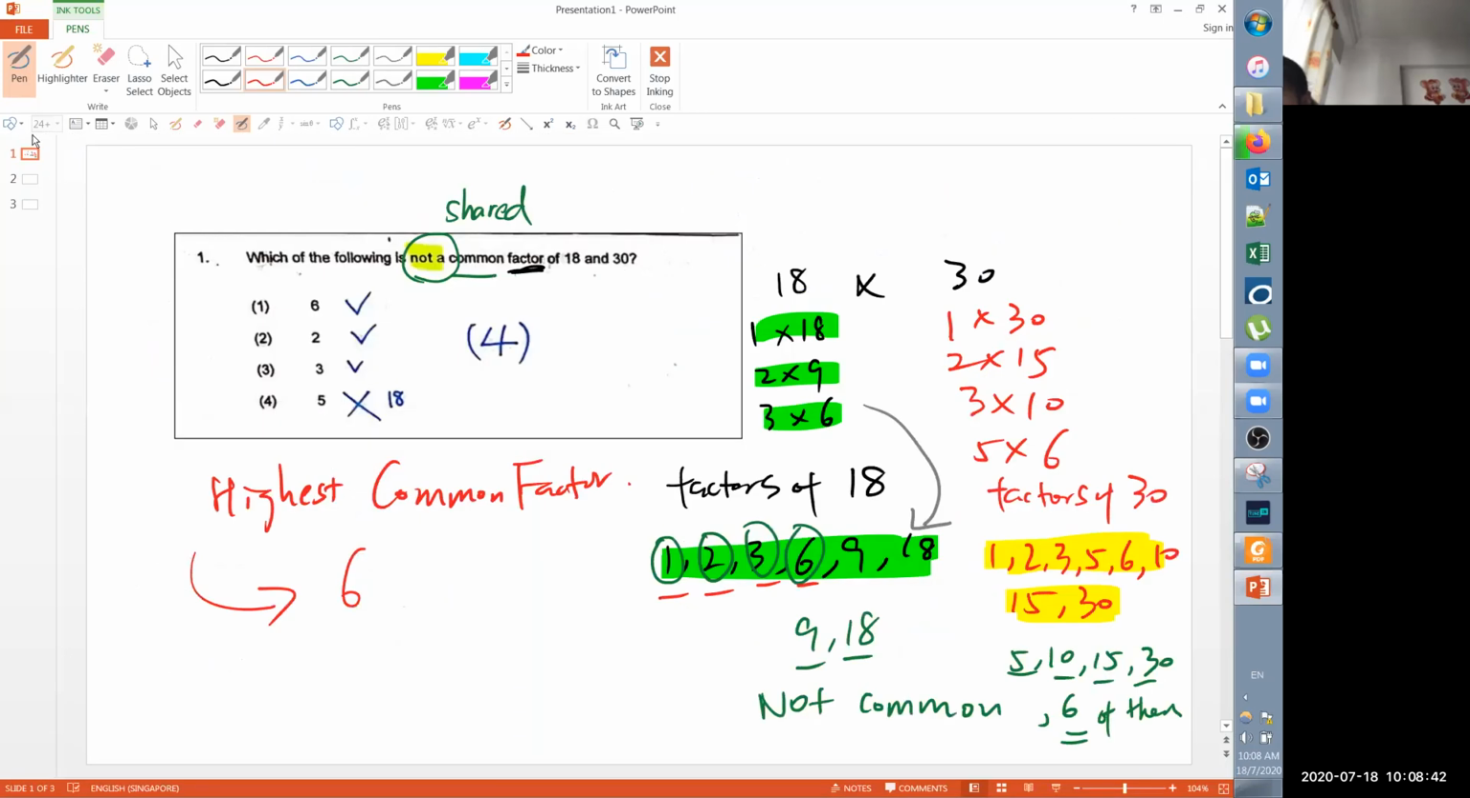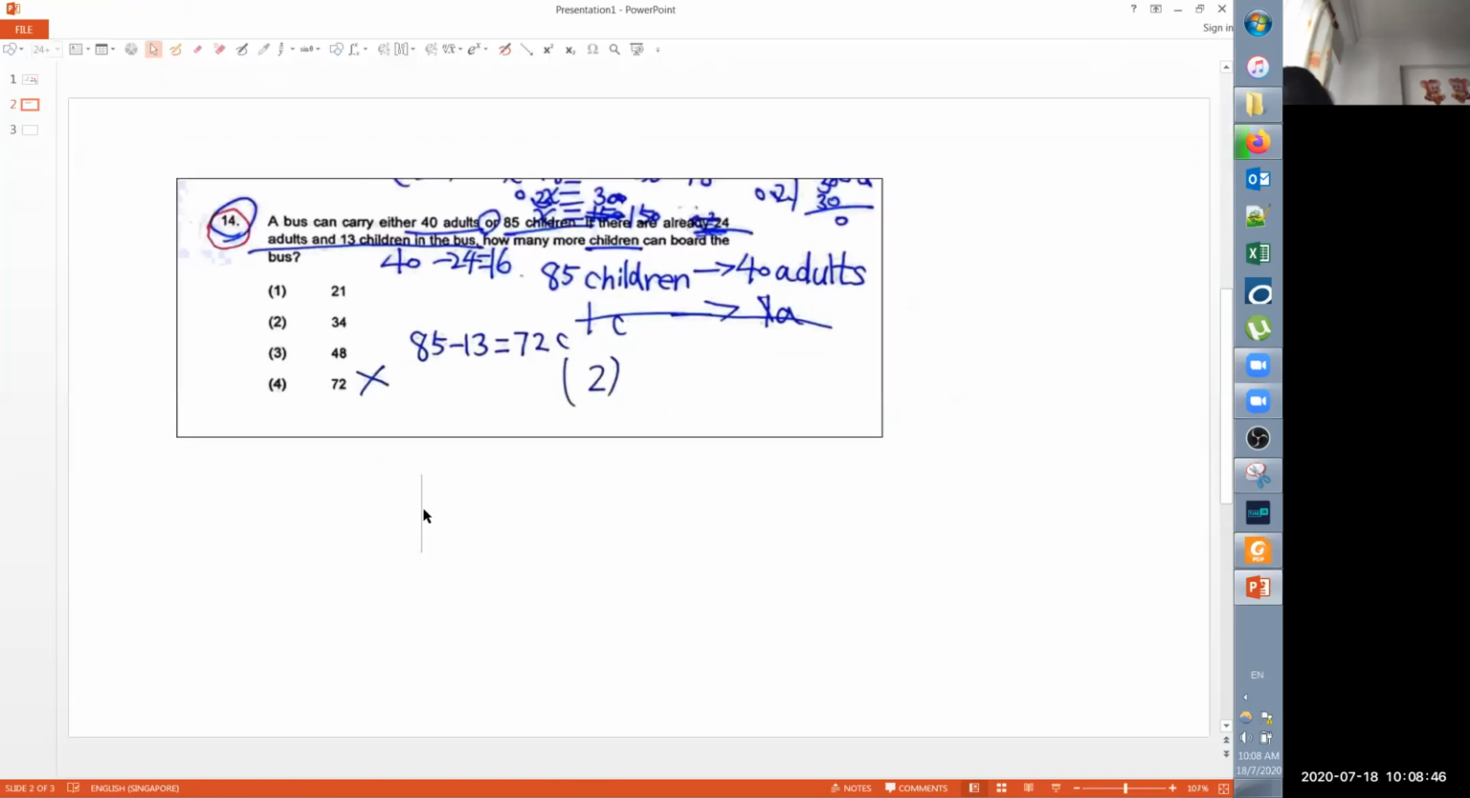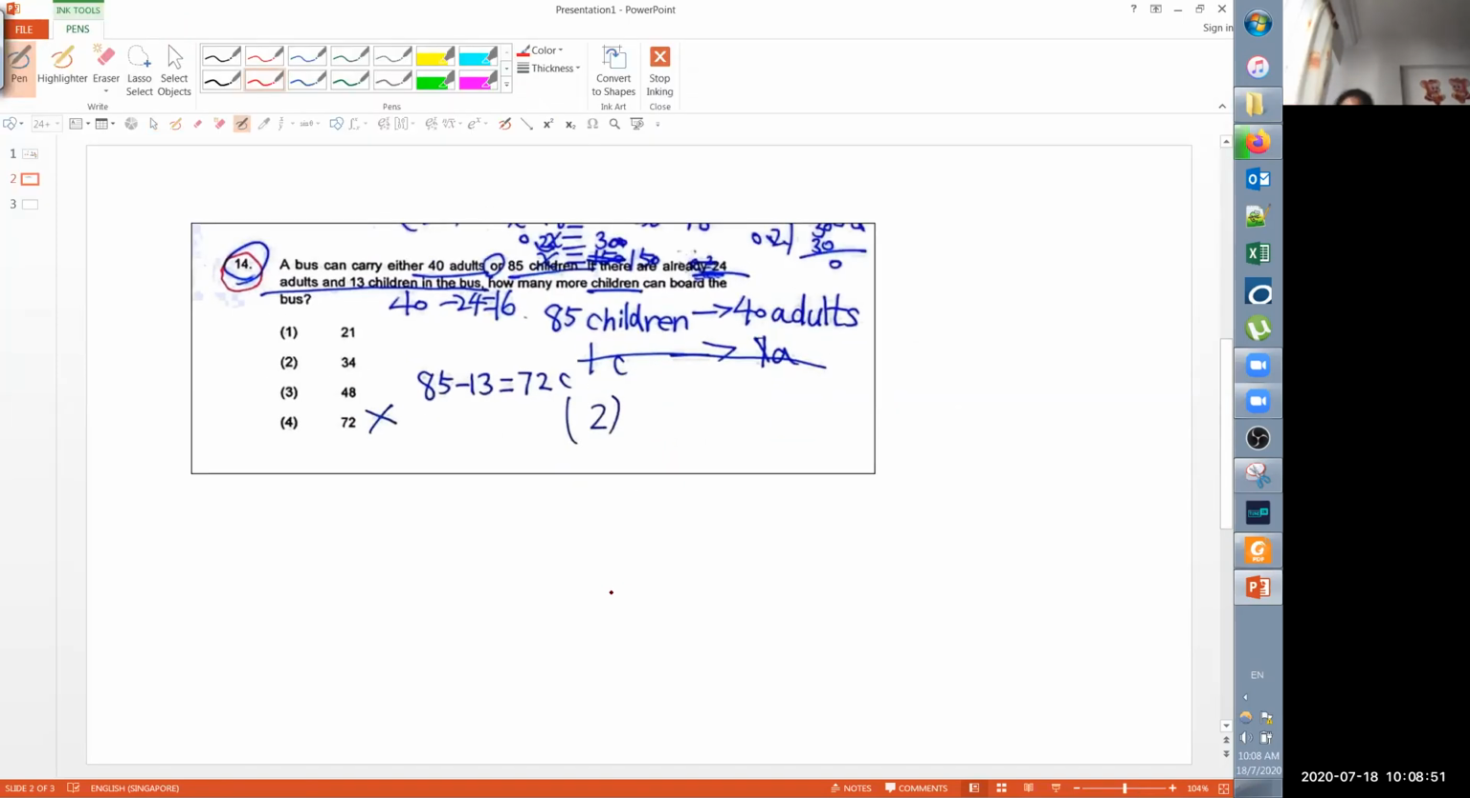What it says here is, a bus can carry either 40 adults or 85 children. If there are already 24 adults and 13 children in the bus, how many more children can board? This question is actually quite simple, and you can do it this way. A bus can either take 40 adults or 85 children.